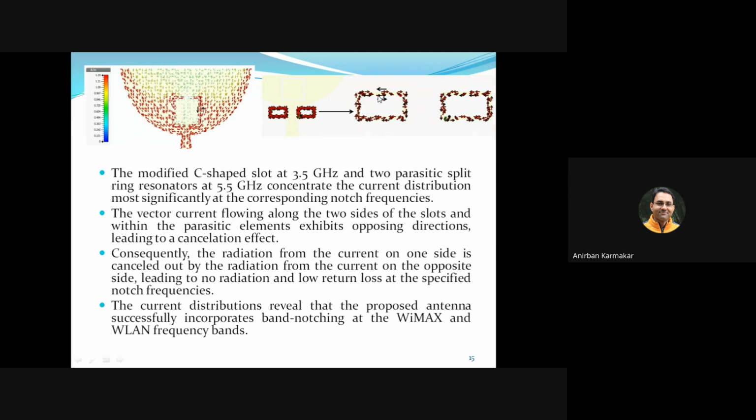We can see in the notch structure, currents are flowing in the opposite direction in the outer side and the inner side of the structure. So a cancellation effect will occur. Consequently, the radiation from the current on one side is cancelled out by the radiation from the current on the opposite side, leading to no radiation and low return loss at the specified notch frequency of Ymax and WLAN band. The current distribution reveals that the proposed antenna successfully incorporates band notching at the Ymax and WLAN frequency band.